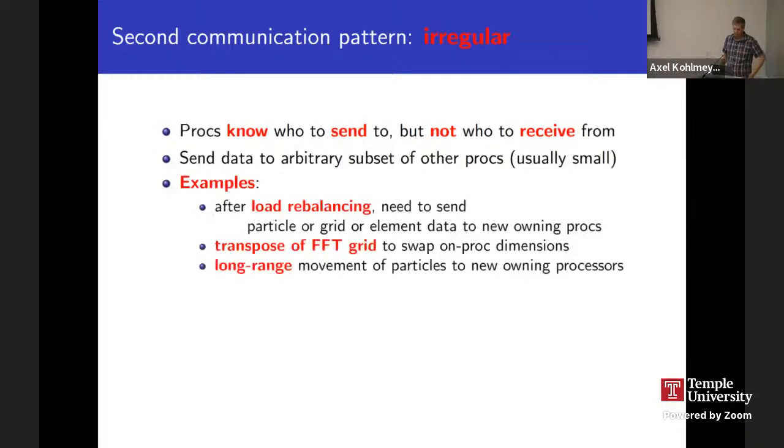So here's some examples. After you do a load rebalancing, you created one of these new partitionings that I show, you have to get data from the old owners of those atoms to the new owners of those atoms. Every processor knows where their atoms need to go, but the new processors don't know in the old decomposition which processors are going to be sending data. Another one is the transpose of an FFT grid, to swap dimensions. I'll talk in more detail about all of these later.